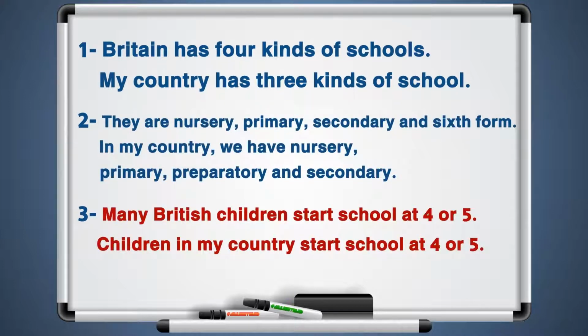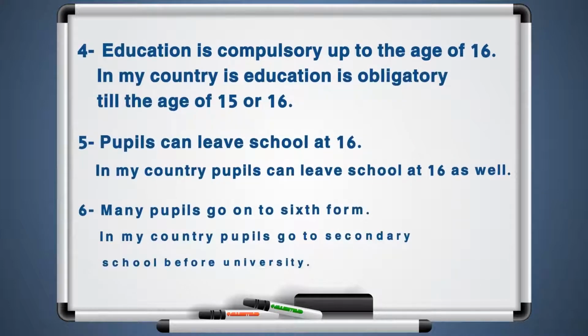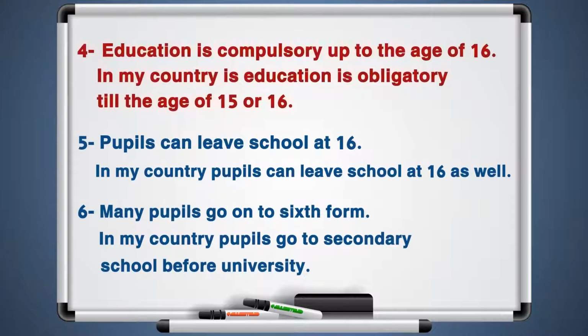3. Many British children start school at 4 or 5. Children in my country start school at 4 or 5. Education is compulsory up to the age of 16. In my country, education is obligatory till the age of 15 or 16. Pupils can leave school at 16. In my country, pupils can leave school at 16 as well.